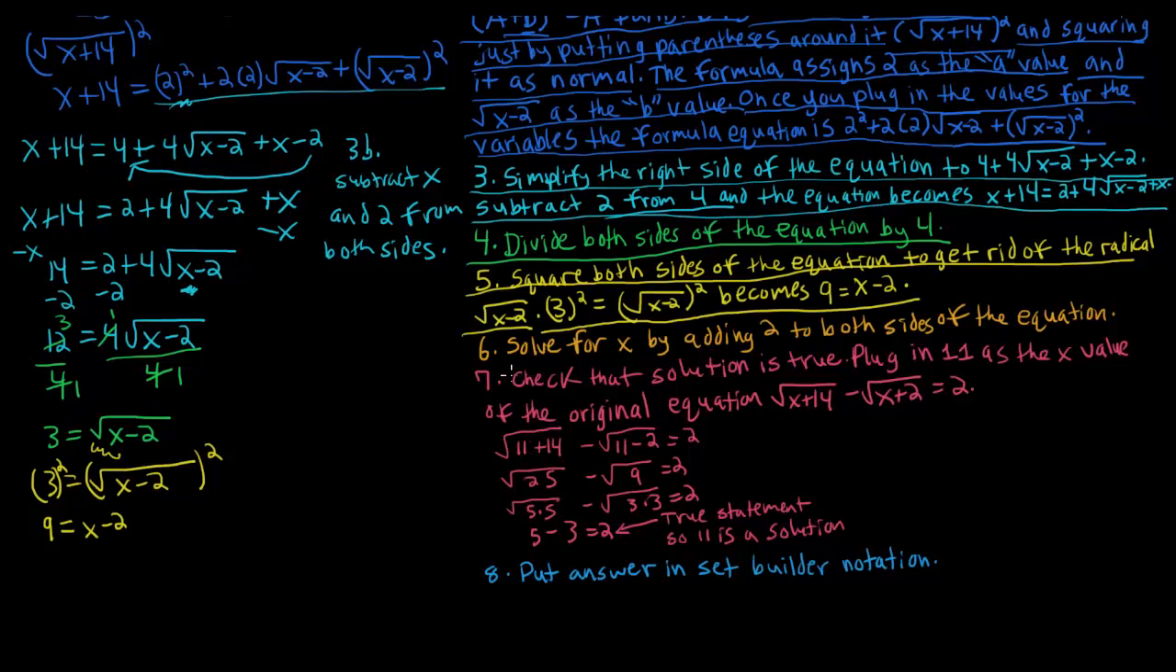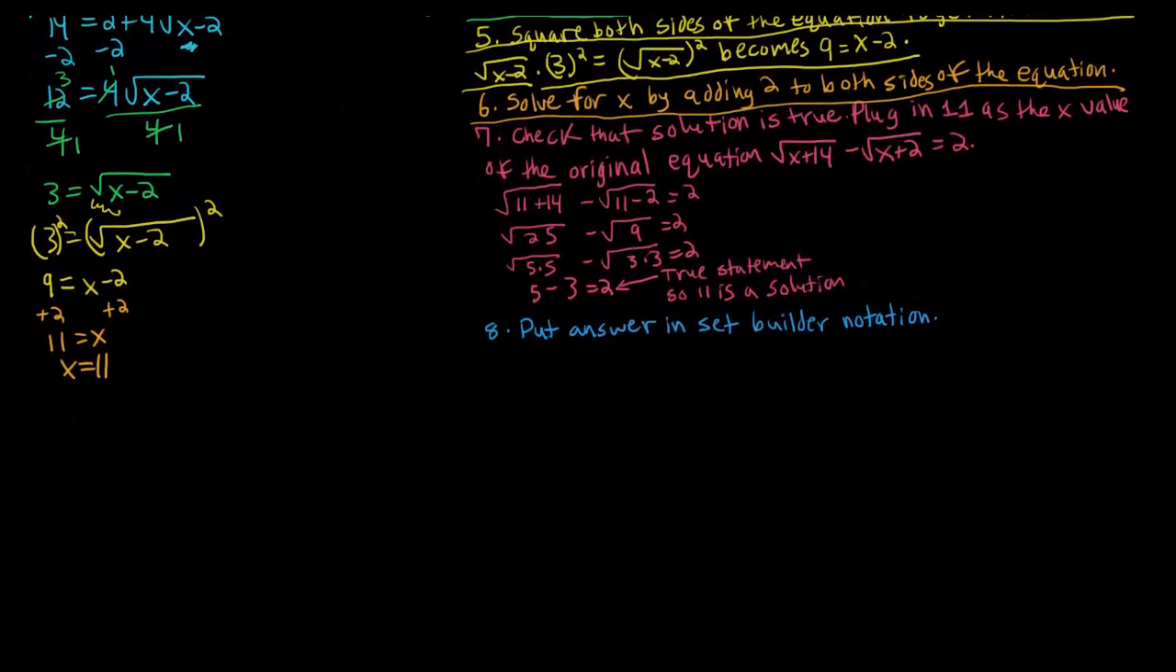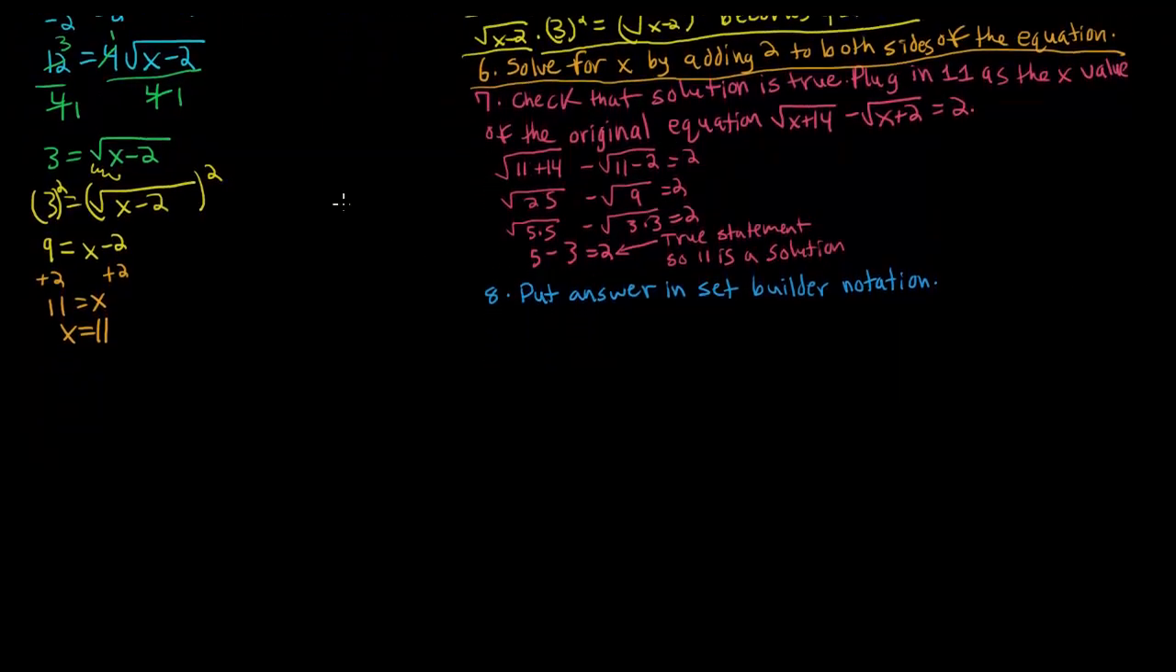Step 6, we can solve for x by adding 2 to both sides of the equation. So add 2 to both sides of the equation, and you get 11 equals x, or x equals 11. Now that we have the solution, we can go ahead and head to step 7, which is to check that the solution is true. It wants us to plug in 11 as the x value of the original equation, square root of x plus 14 minus square root of x plus 2 equals 2. So we can just plug in the x value.